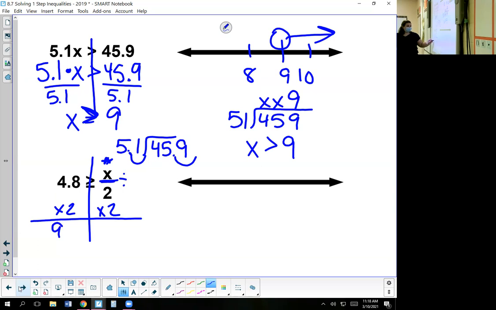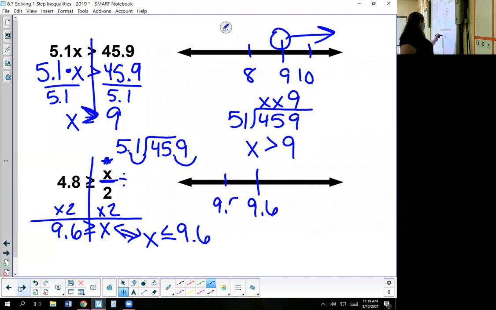4.8 times 2 is 9.6. Greater than or equal to x. Or flip everything around. I think it's easier when you have the variable on the left-hand side. These are the same, just everything's flipped. Again, 9.6, 9.5, 9.7. It is a closed circle.